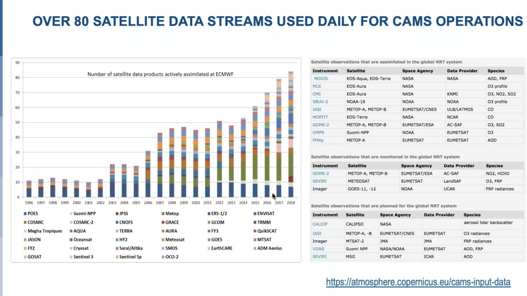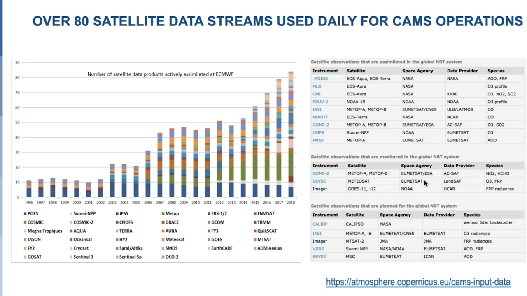And then this is a rather complicated slide that shows the uptake of observations within ECMWF, and particularly those related to atmospheric composition. So this bar chart on the left goes from 1996 up to 2018 and shows this almost year-on-year increase in the uptake of observations and their assimilation at ECMWF. So we see we go from 10 or so in the mid-90s into the early 2000s, and then that has now increased about eightfold to about 80 or 90 data products which we actively assimilate every day.